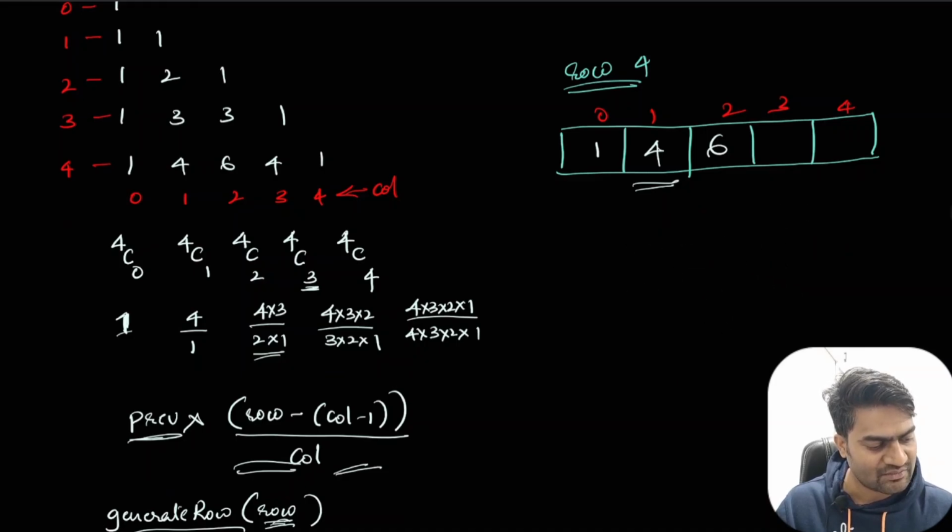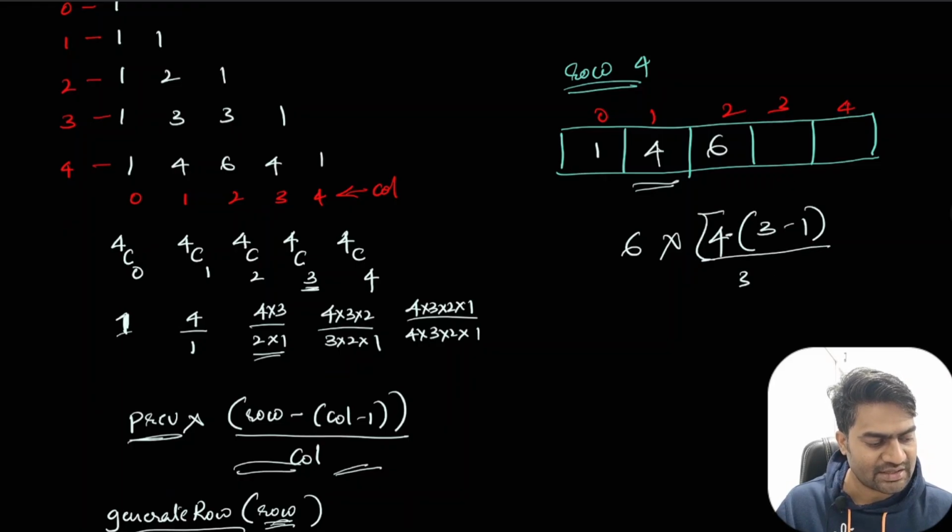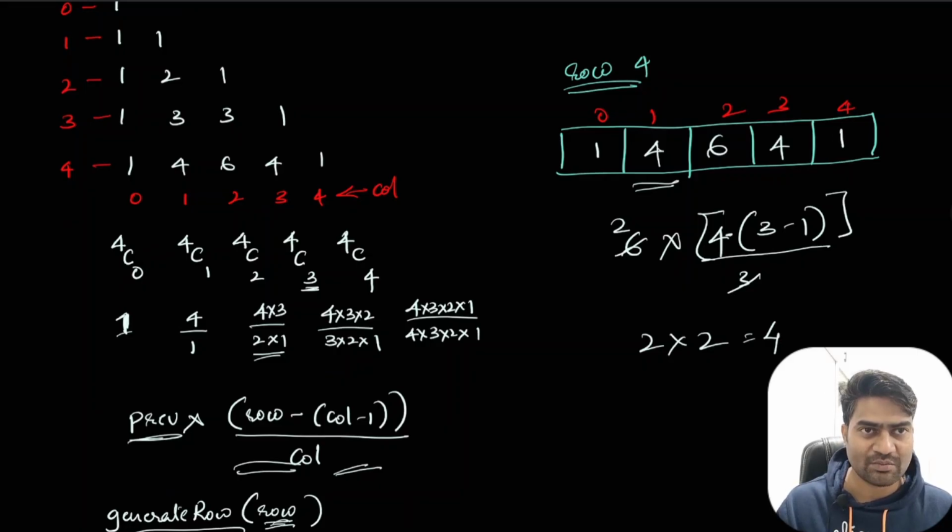For the next value, the row is still 4, but our column is 3. So now it will be the previous value, which is 6, into the row 4 minus the column 3 minus 1, divided by 3. So 6 into 4 minus 3 minus 1, which is 2, divided by 3: 3 ones are 3, 3 twos are 6, so 6 times 2 divided by 3 gives 4. I place 4 and similarly I get 1, so I place 1 at the end.